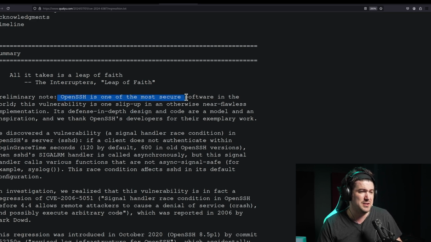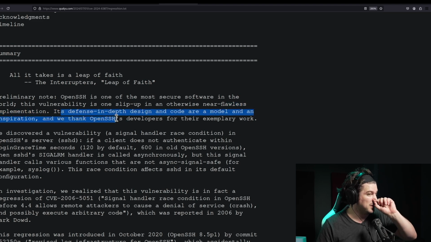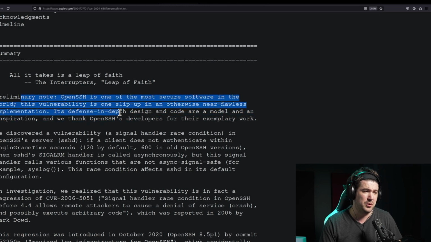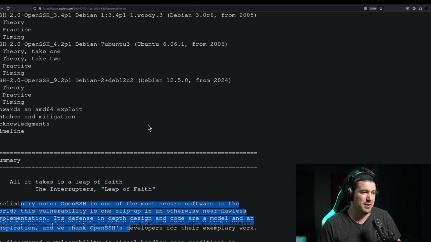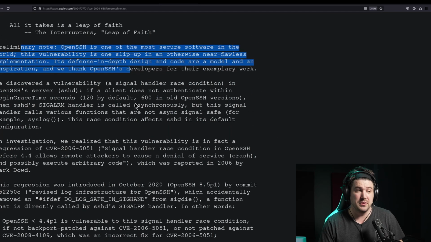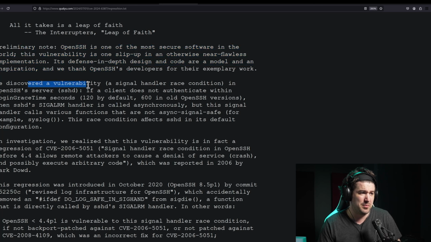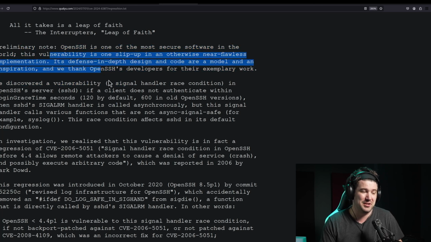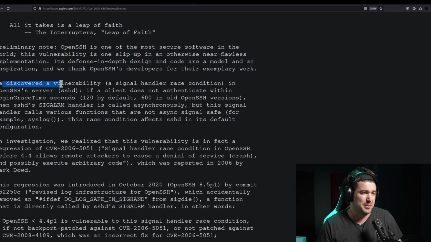OpenSSH is one of the most secure software in the world. This vulnerability is one slip up in an otherwise near flawless implementation. It's a defense in depth. Design and code are a model and an inspiration, and we thank OpenSSH developers for their exemplary work. Really cool. These people are giving them a shout out for doing good work. We discovered a vulnerability. They're not bashing OpenSSH, which is awesome. They do good work.